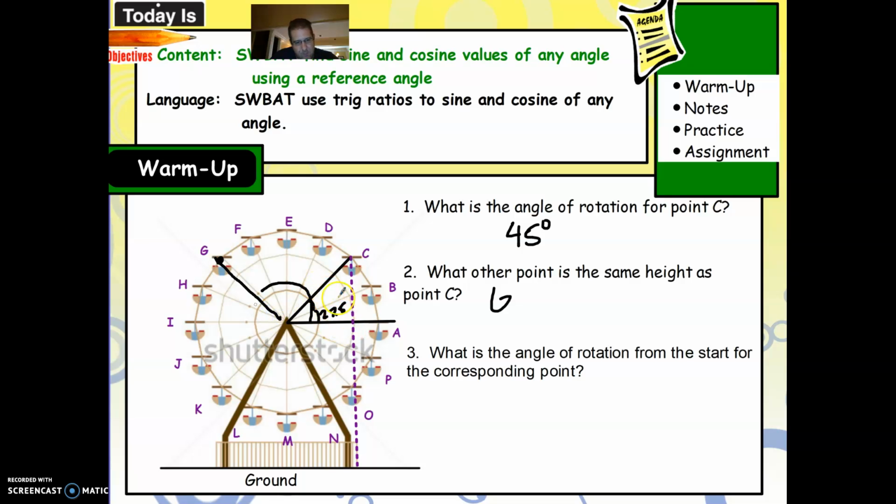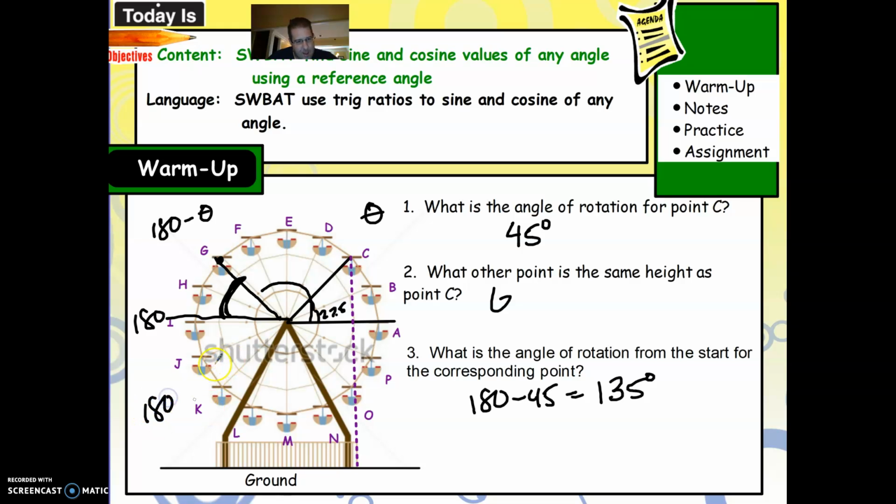Well, if this is a 45 degree angle, and we know this is a 180 degree angle, then this angle right here would also be 45 degrees, less than 180 degrees. So 180 minus the 45 degrees gives us 135 degrees. There's your answer. Because anything that's in this quadrant is always going to be 180 minus the reference angle. Anything that's here is always theta. Anything that's here is always going to be 180 plus theta. And anything that's here is going to be 360 minus theta.